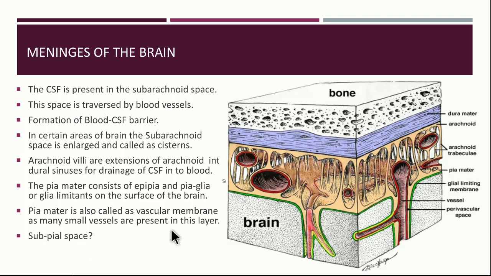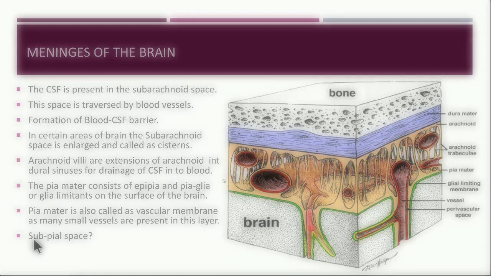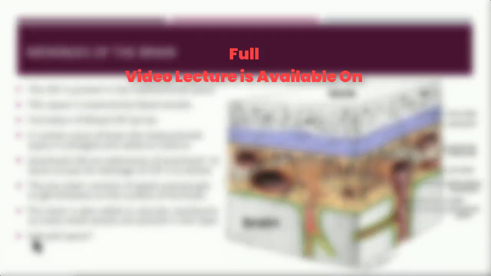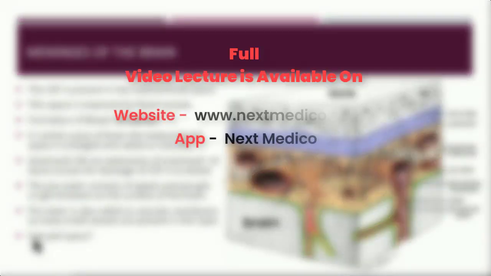Now, there is always a contradictory opinion whether there is a subpial space. So deep to the pia mater, is there a space or not? Some authors are of the view that the subpial space is there. Other people tell that the pia mater is actually intimately attached to the nervous tissue or the neural tissue. So there is no subpial space.